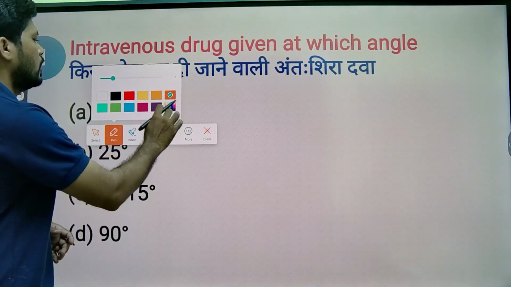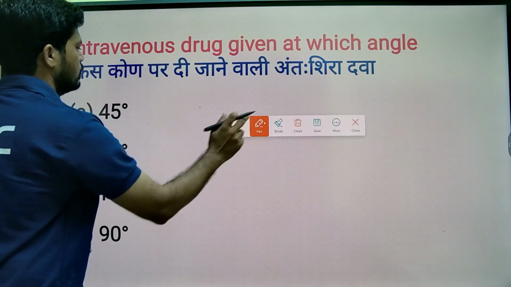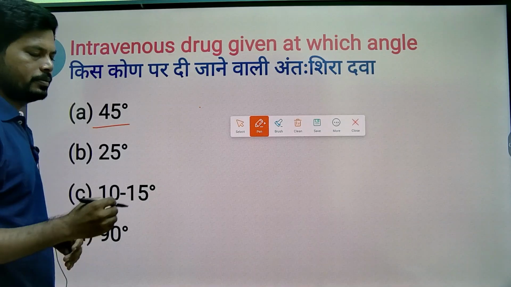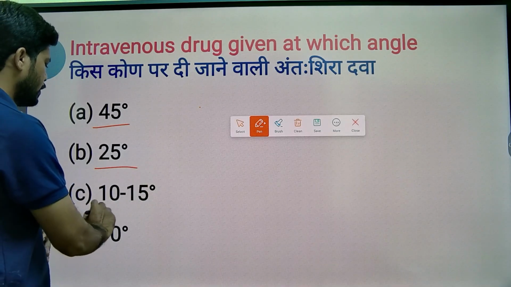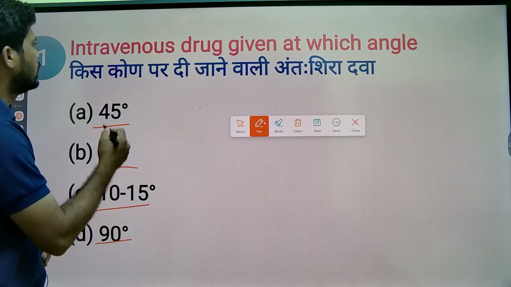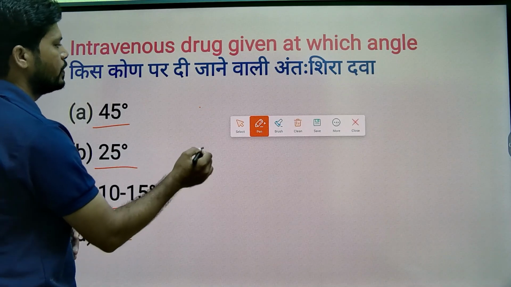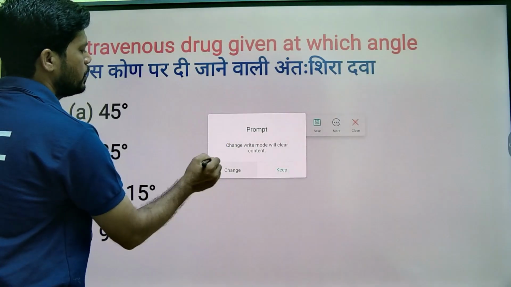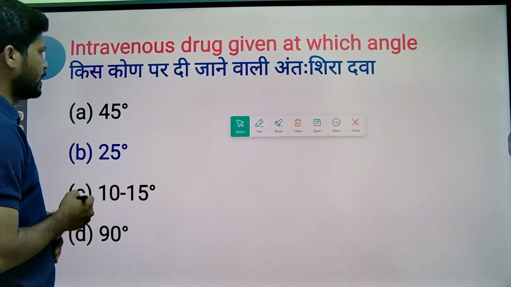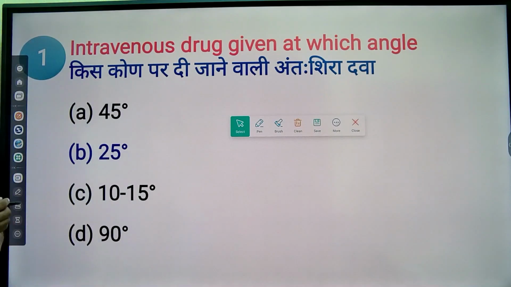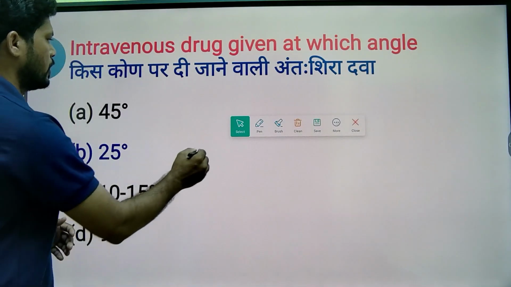So the options are 45 degree, 10 to 15 degree, 90 degree. So the intravenous drug is given at which angle? The answer will be 25 degree. So 25 degree is the answer for intravenous drug administration.